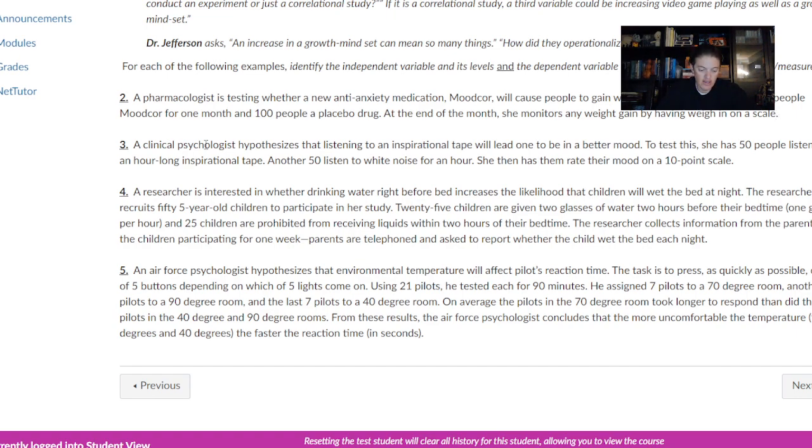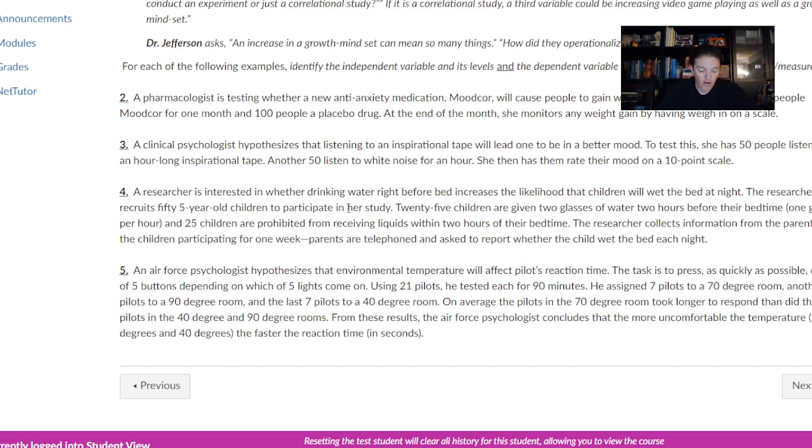For number 3, the independent variable is the inspirational tape, right? Whether or not they listen to a tape. And the different conditions are listening to an hour-long inspirational tape and an hour of white noise. Those are the 2 levels. And then our dependent variable is mood, which is rated on a 10-point scale.